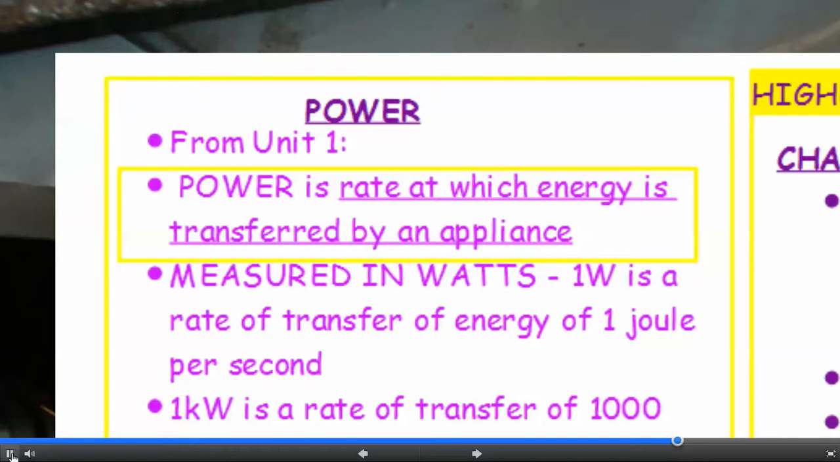Now, a reminder from Unit 1, power is the rate at which energy is transferred by an appliance, and it's measured in watts. 1 watt, capital W, is a rate of transfer of energy of 1 joule per second, and 1 kilowatt, little k, big W, is a rate of transfer of 1,000 joules per second, or 1 kilojoule per second.